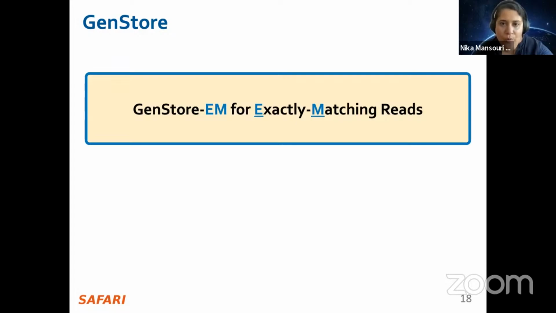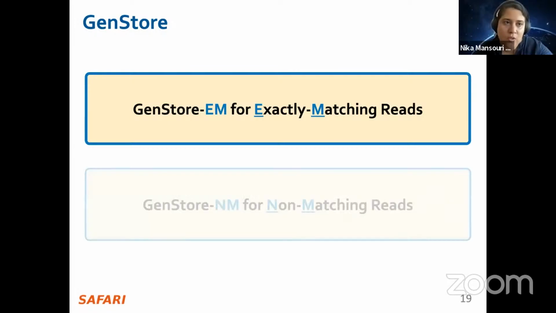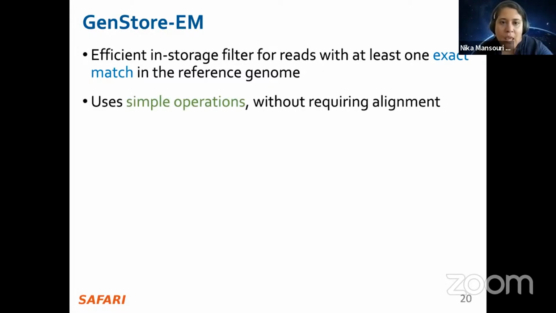By thorough analysis of the read mapping process for reads with different properties and different degrees of genetic variation, we designed two low-cost in-storage filters: GenStore EM for filtering exactly matching reads, and GenStore NM for filtering most of the non-matching reads. So let's take a closer look at GenStore EM. GenStore EM accelerates read mapping by using an efficient in-storage filter to filter reads that have at least one exactly matching location in the reference genome via simple operations and without requiring alignment.